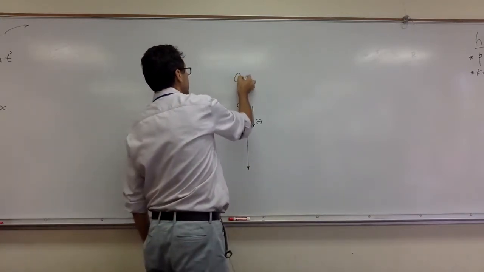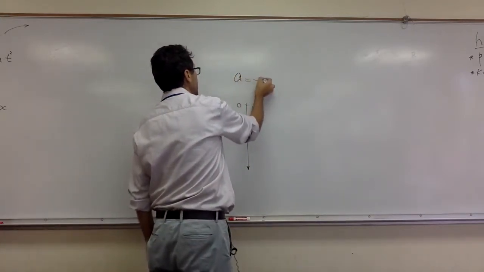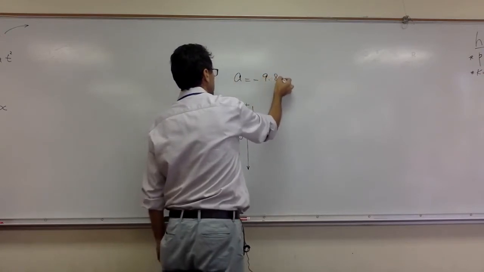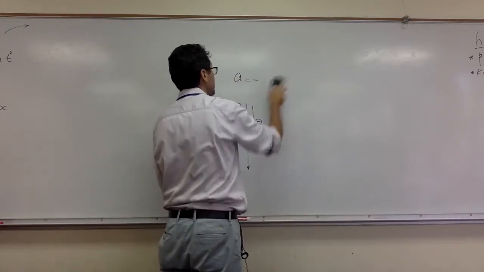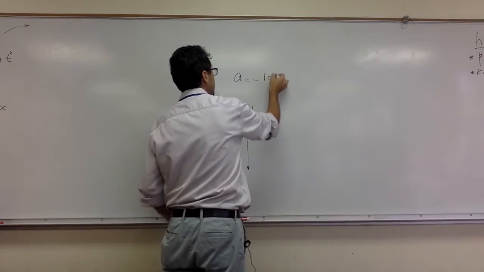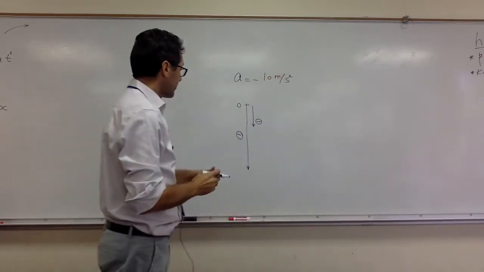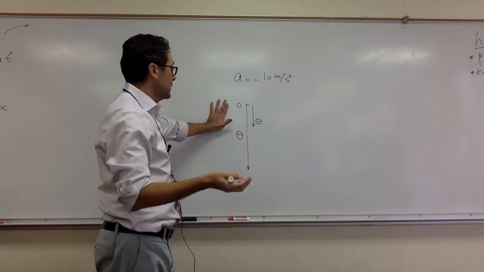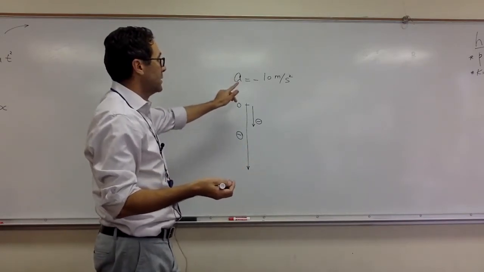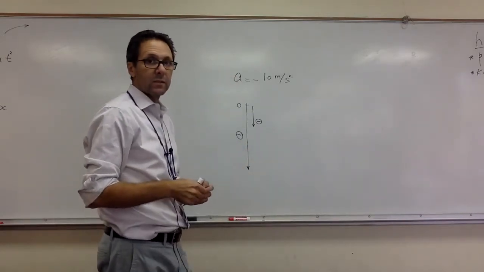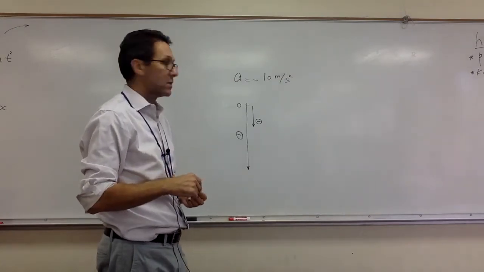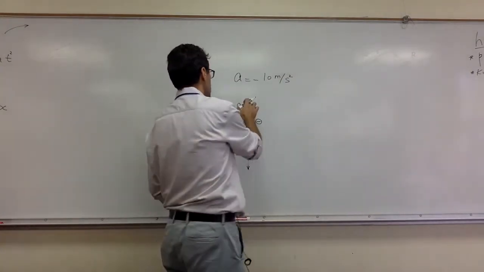So the acceleration of gravity is just going to be negative 9.8, or actually, you know what? Let's just make it negative 10 for simplicity. Negative 10 meters per second squared, which means that if I drop something, it's going to gain 10 meters per second in velocity every second. That's really all it means. So let's try an example.